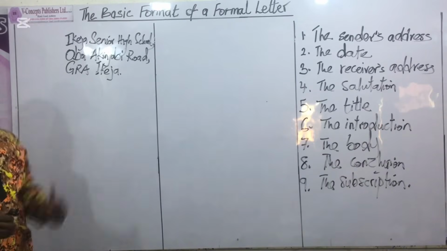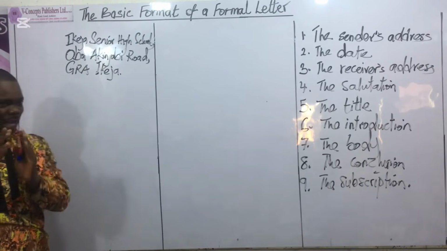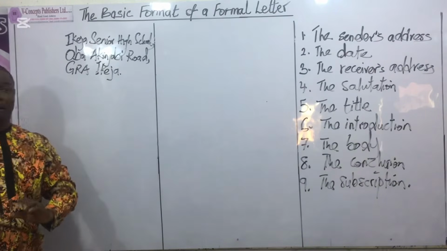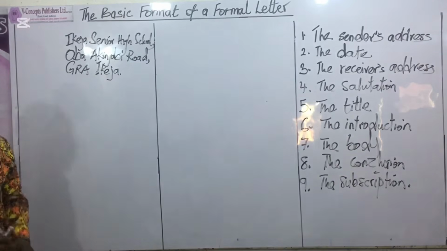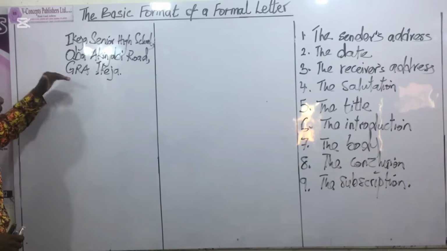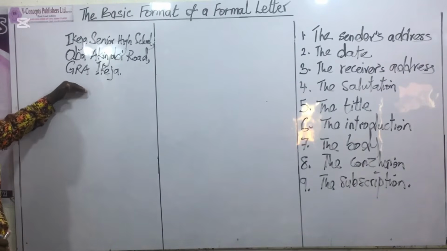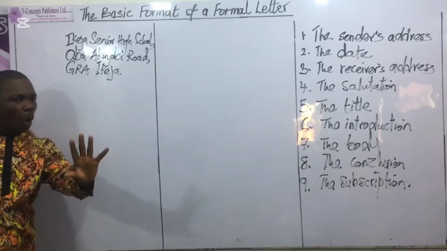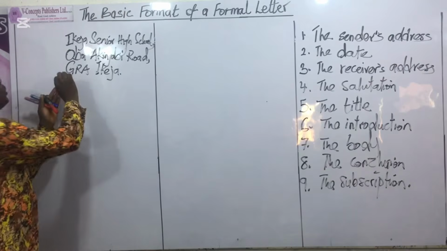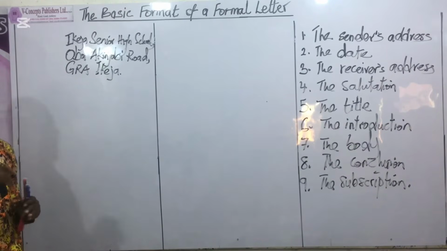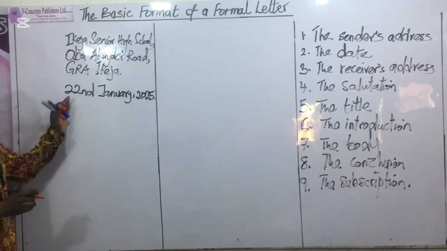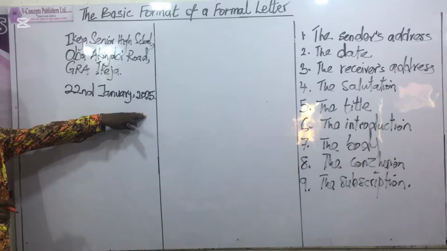Now the next thing is the date. Here comes a major distinction or difference between formal and informal. While we were treating informal letter, we said categorically that the date follows immediately in the next line. That is, you write the date in the next line, immediately following the address. But it is not so in formal letter. Please take a good note of that. In formal letters, you leave a line before writing the date. So let's show what we mean. So here we go. 22nd January 2025.